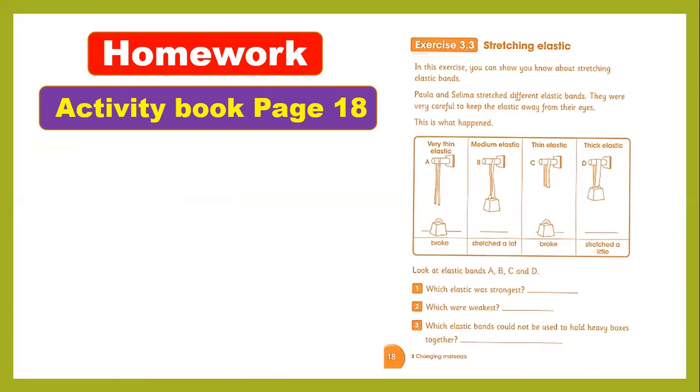Here is the homework on page number 18 of your activity book. You have four different pictures and four different elastic bands, one, two, three, and four. You have to find out which elastic band was strongest, A, B, C, or D, which was weakest, and which elastic band could not be used to hold heavy boxes together. In this homework, you have to find out which elastic band is strongest and which is weakest.